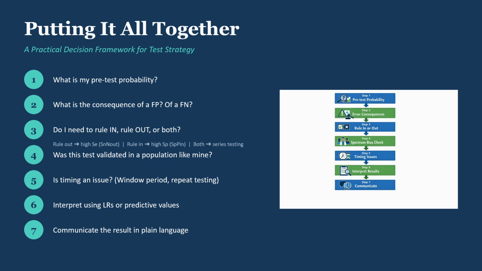Step 5, is timing an issue? Does the disease have a window period? Does the testing protocol require repeat testing after a quarantine period? Account for biology, not just test performance.